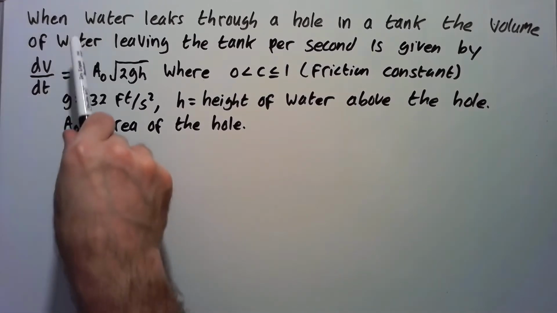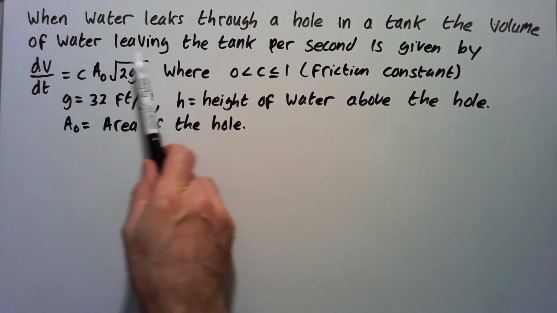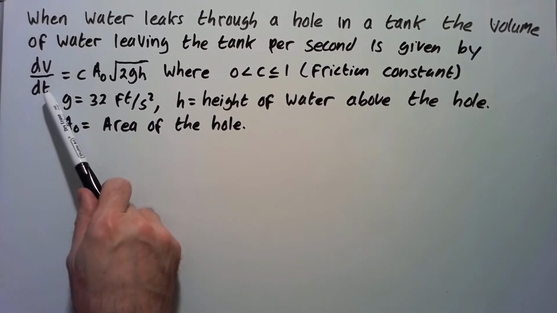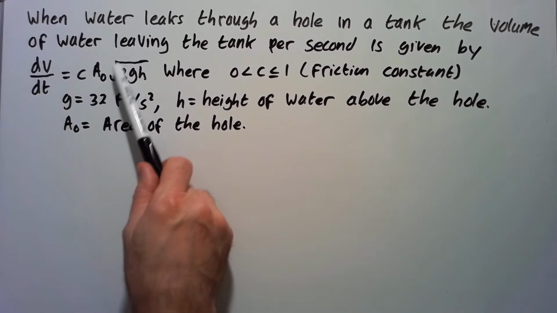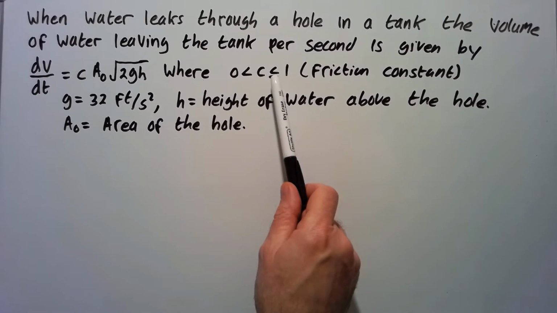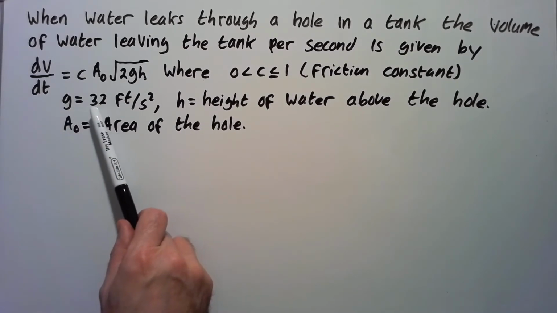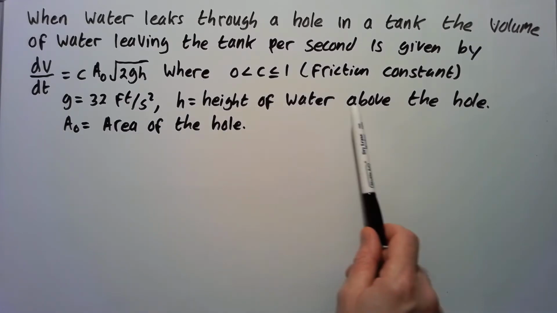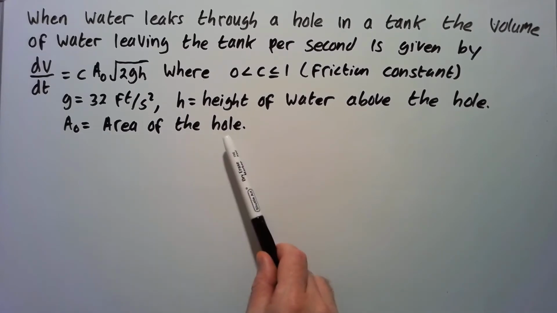Okay, when water leaks through a hole in a tank, the volume of the water leaving the tank per second is given by dV/dt equals C times A of 0 times the square root of 2gh, where C is some number between 0 and 1 called a friction constant. G is gravity, so it's 32 feet per second squared. H is the height of water above the hole, and A of 0 is the area of the hole.